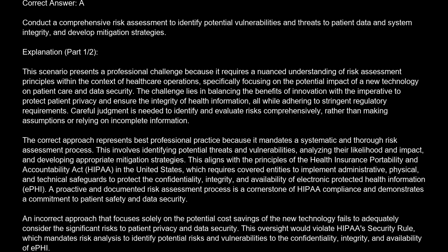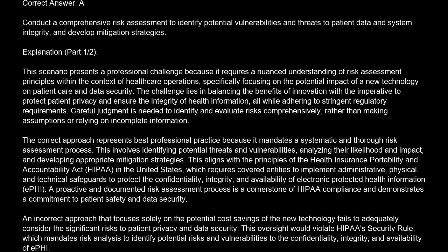The challenge lies in balancing the benefits of innovation with the imperative to protect patient privacy and ensure the integrity of health information, all while adhering to stringent regulatory requirements. Careful judgment is needed to identify and evaluate risks comprehensively, rather than making assumptions or relying on incomplete information. The correct approach represents best professional practice because it mandates a systematic and thorough risk assessment process. This involves identifying potential threats and vulnerabilities, analyzing their likelihood and impact, and developing appropriate mitigation strategies.